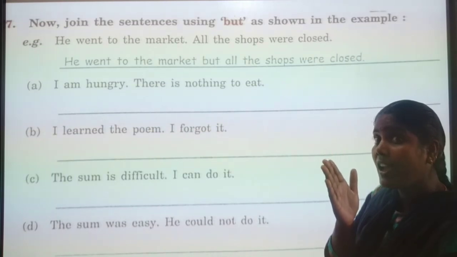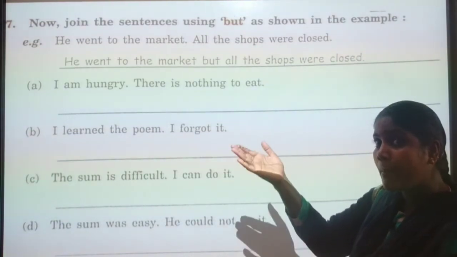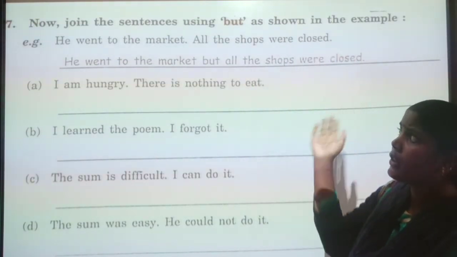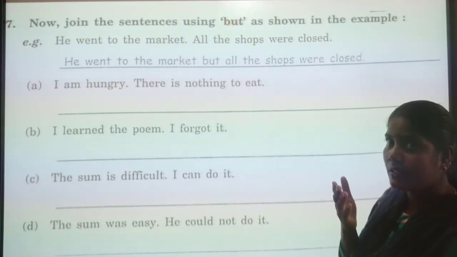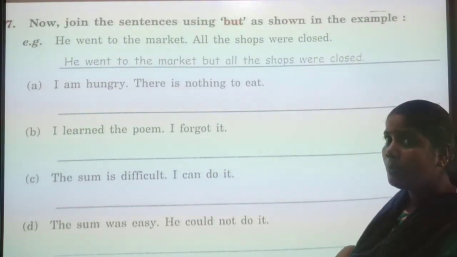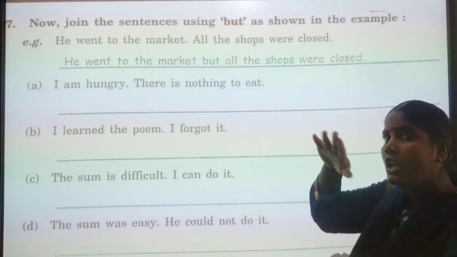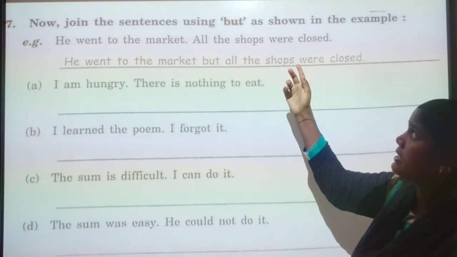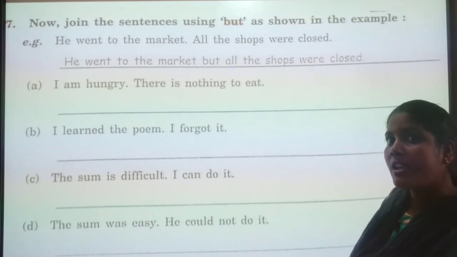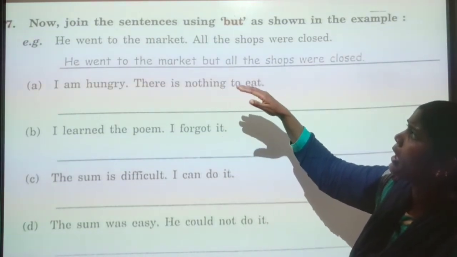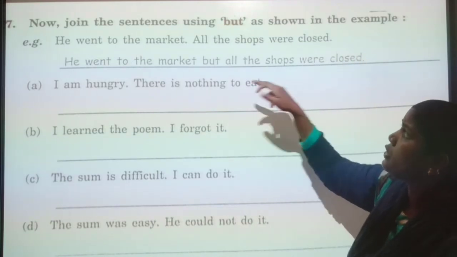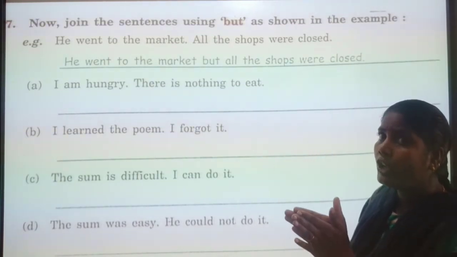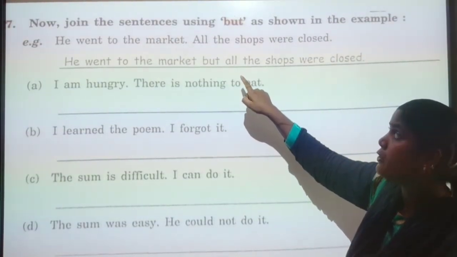He went to the market. After coming back home, he says that all the shops were closed. He went to the market, action is completed. Again he came back home. When he saw that all shops were closed, that action also is completed. So this was a past sentence. He went to the market, but all the shops were closed. So in between we have to use but as a conjunction to join the sentences together.